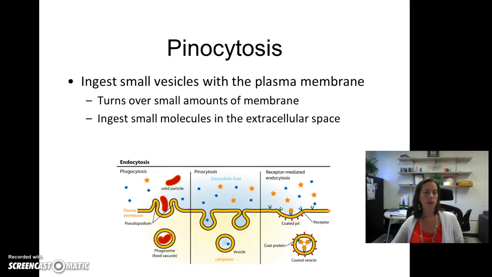So again, pinocytosis is how cells take up small vesicles. This will turn over small amounts of the membrane, which, as you know, also is replaced by constitutive vesicle fusion with the cell membrane, and it ingests small molecules that are in the extracellular space.